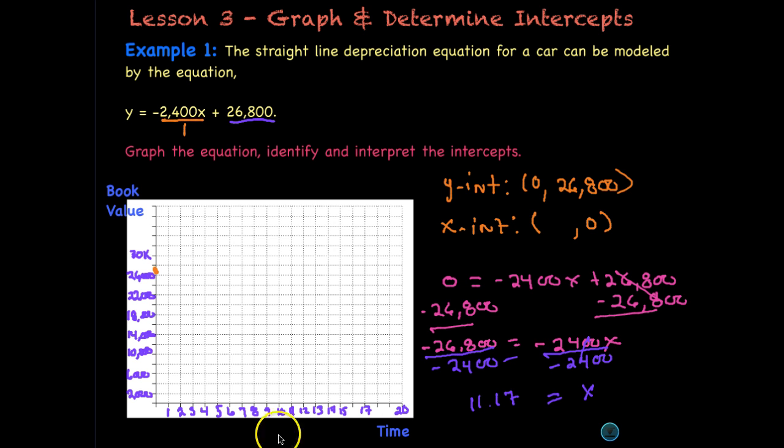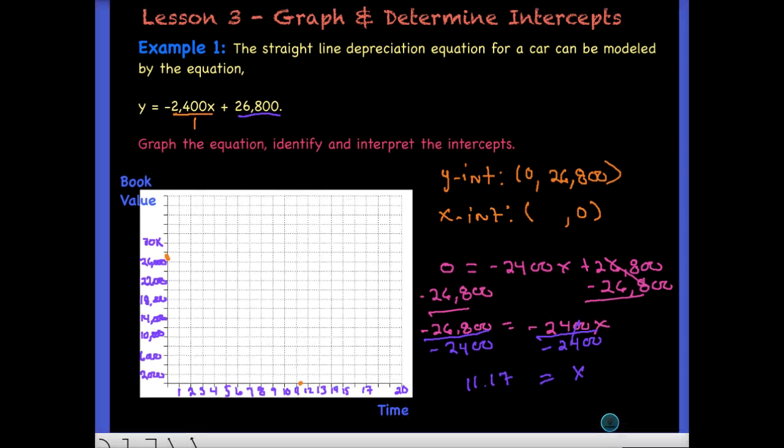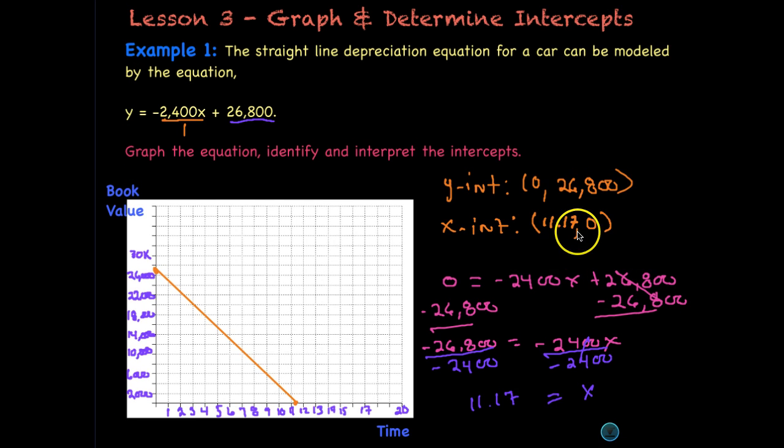So again, we're going to have to do a rough estimate because we don't have 11.17 on our graph, but we can get very close. That's going to be just right about here. Once we have that, it's easy to graph the line. And then we'll go ahead and write 11.17. There it is, 11.17 for our x-intercept. So we have graphed the equation, we have identified the intercepts, but we have not interpreted them yet.